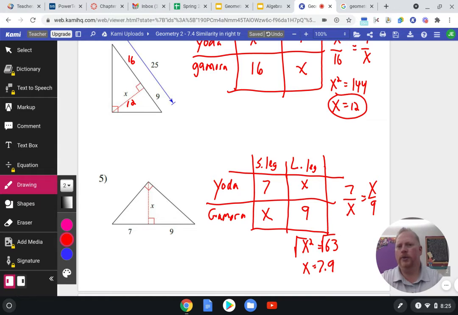So there's other ways to do these types of problems, and we'll talk about it in just a little bit, but this is the main way I want you to focus on how to find the missing links. Set up a chart, fill it in, and then use that chart to make a proportion.